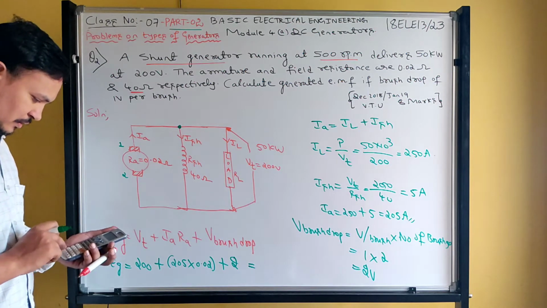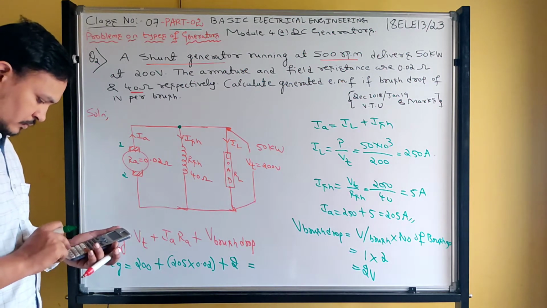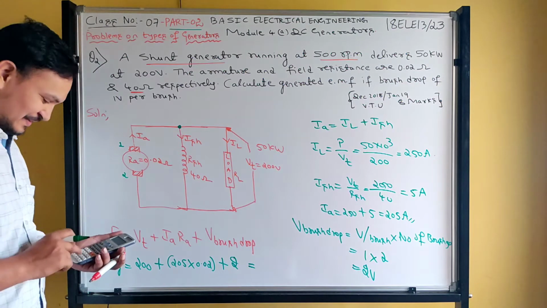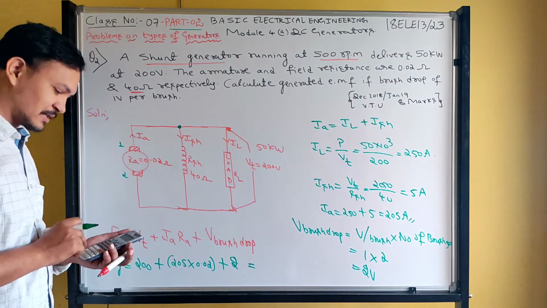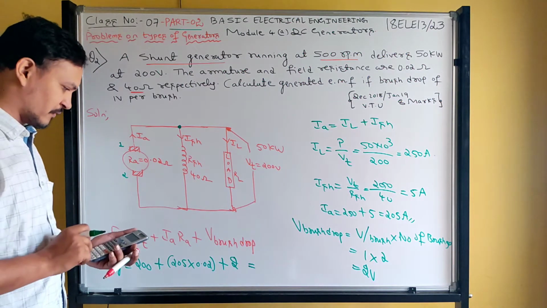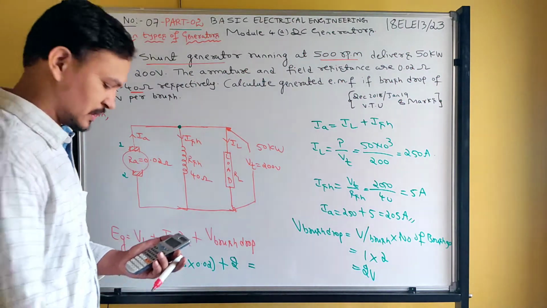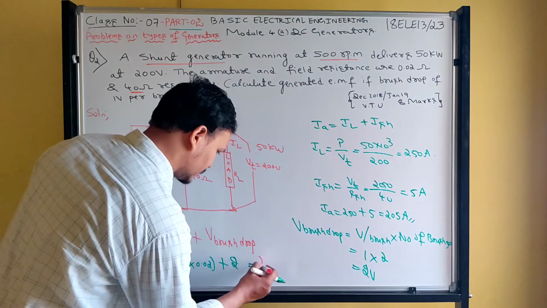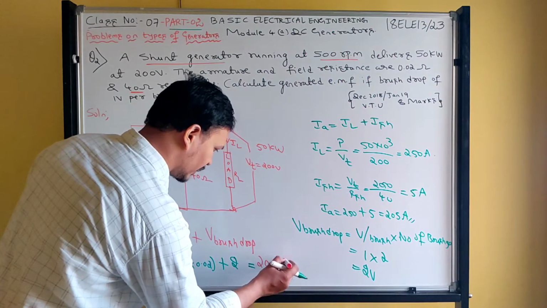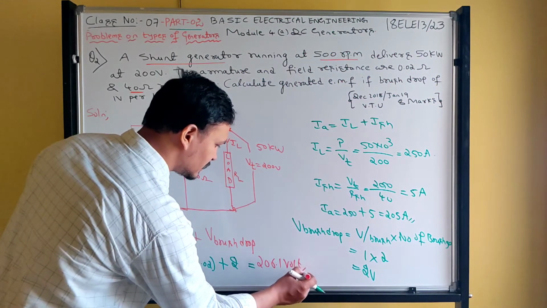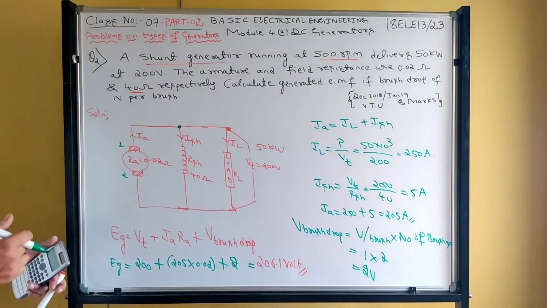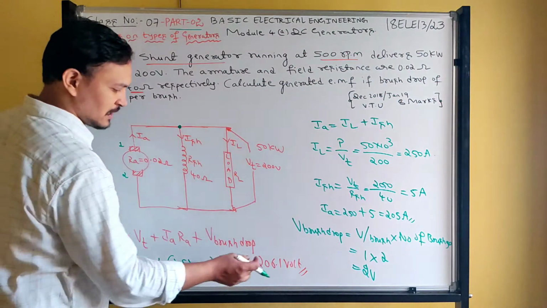200 plus 205 into... So 205. No, I am writing 250. 205. Don't make such mistakes like me. Okay, 205 into 2 plus 2. So we got the answer 206.1 volts. So 206.1 volts is the voltage generated. The generated EMF is this much.